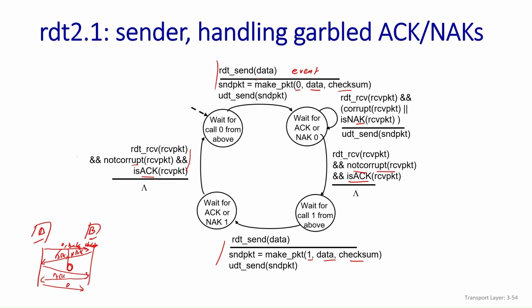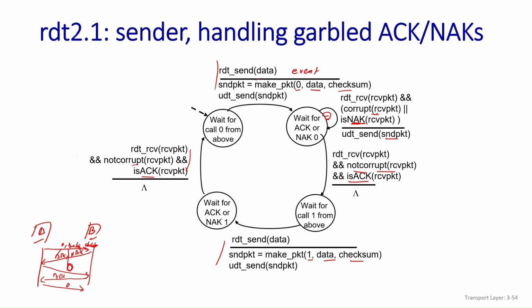Now the event is that we have received a packet, and if either of these two conditions is true, there's an OR here, either the packet is corrupt, it does not matter if it is an acknowledgement or negative acknowledgement, this means I'm unable to understand what happened at machine B. Or I've received a packet that is not corrupt but is a negative acknowledgement. The action is that we resend the packet and make a transition back to this state until we receive a packet which is not corrupt and is an acknowledgement.